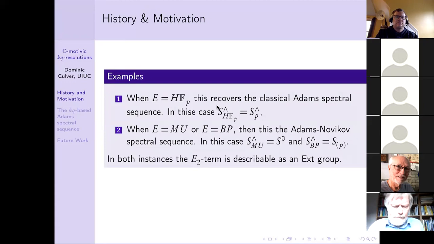Another example that people think about a lot is the case when E is complex cobordism, or when E is the Brown-Peterson spectrum, which is a summand of complex cobordism. In this case, the nilpotent completions are either the sphere or the P-local sphere. In both of these instances, you have this homological description of the E2 term. But these are not the spectral sequences that I really want to talk about today.